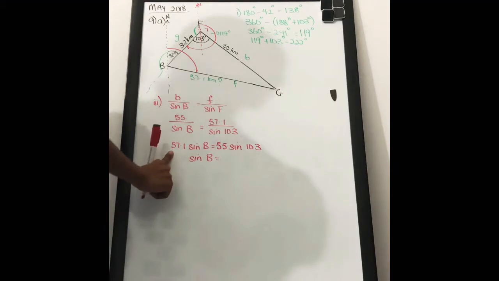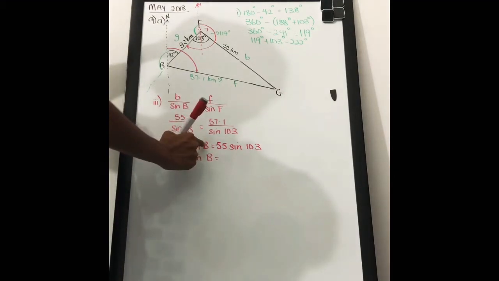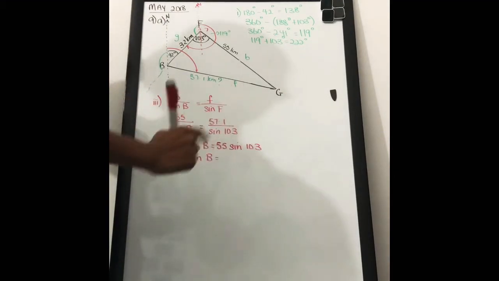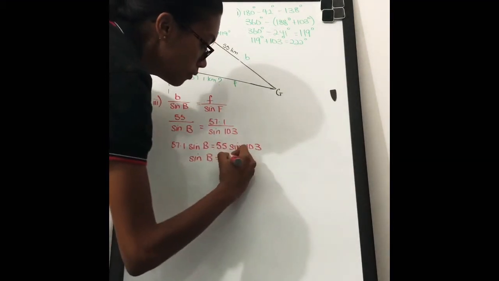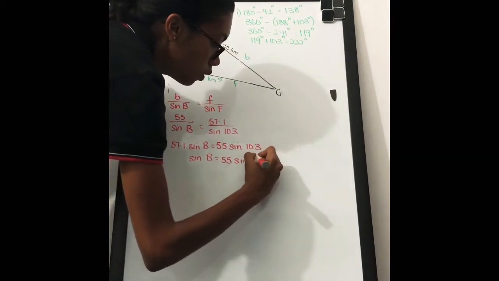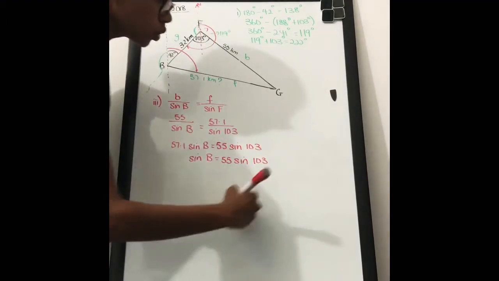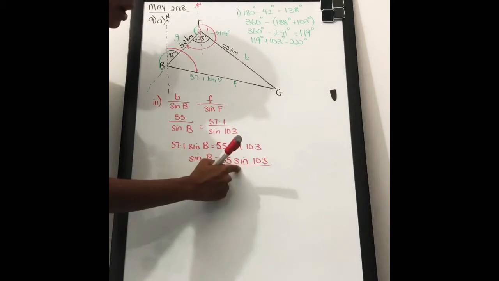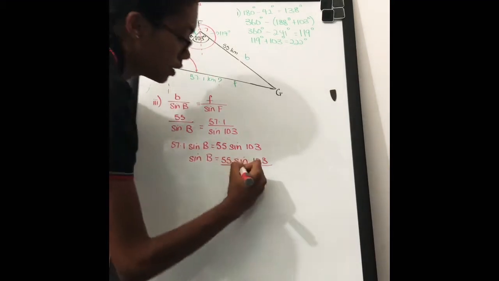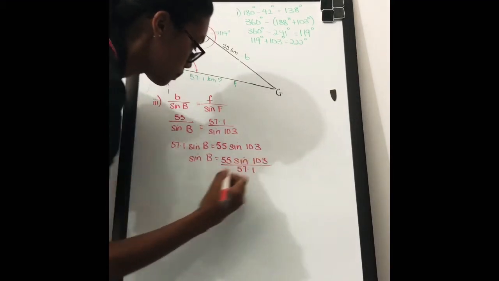So what we're going to do is make sine B the subject of the formula, right? Now because this 57.1 is being multiplied by sine B, when it goes over the equal sign, it will do the opposite. So what it will do now is divide, right? So on the right hand side, we have 55 sine 103, and what we're bringing across would go to the denominator. Now don't mix it up and put it in the numerator. This is what we're dividing by, so it goes to the denominator.